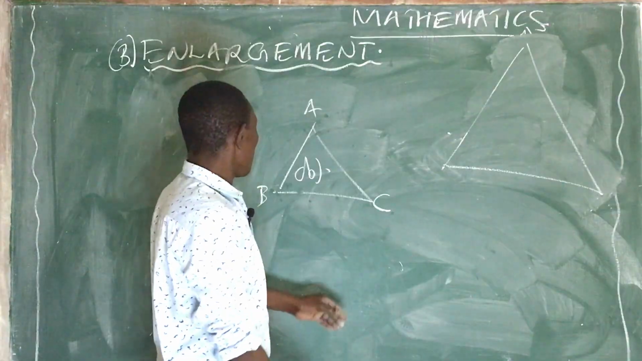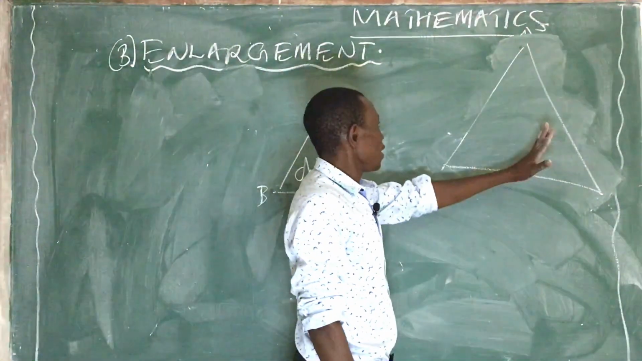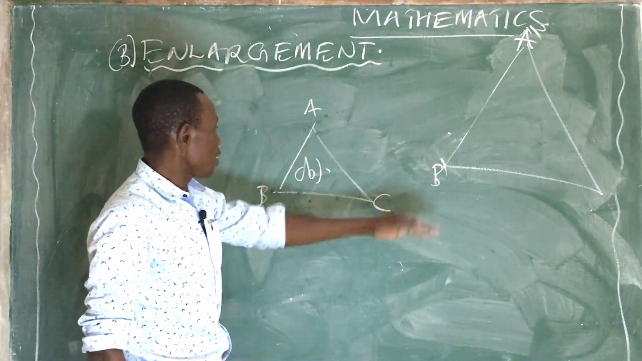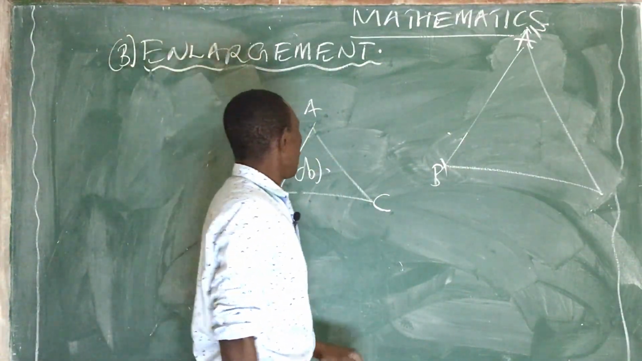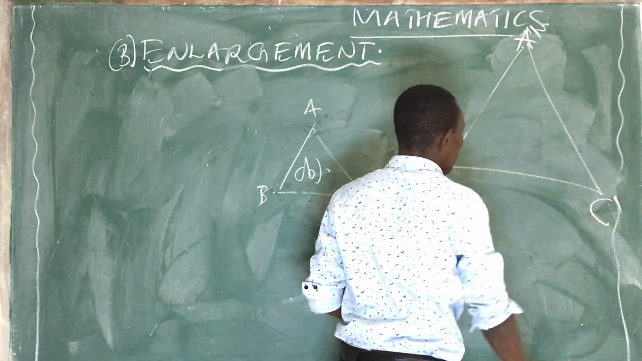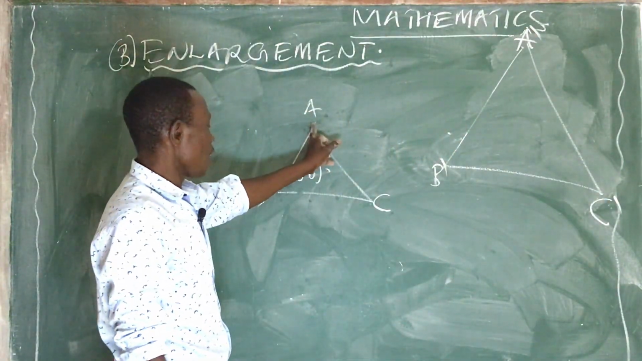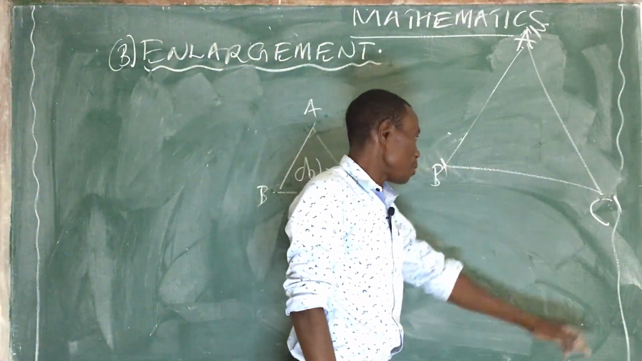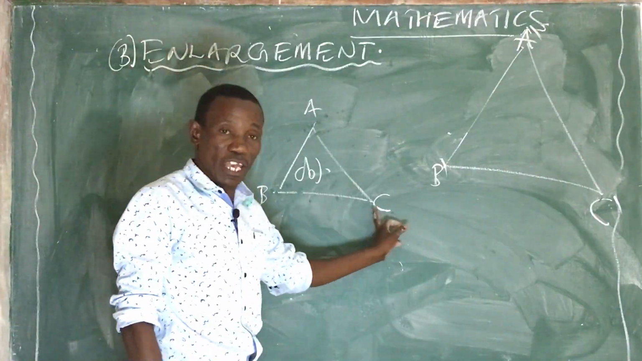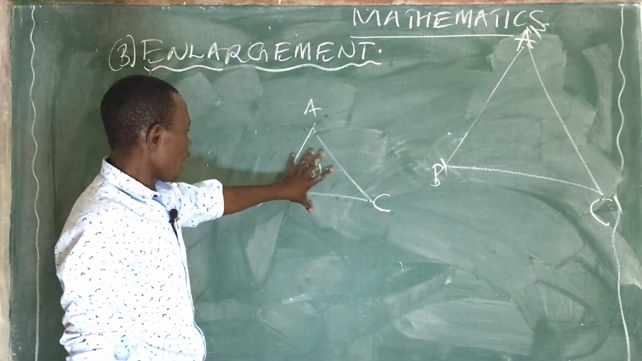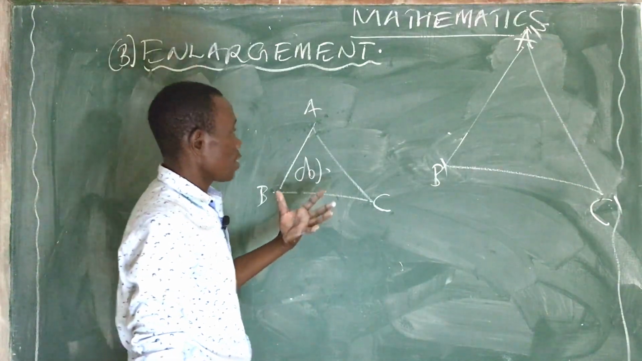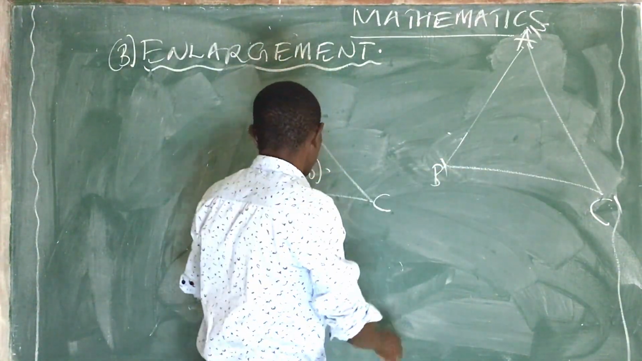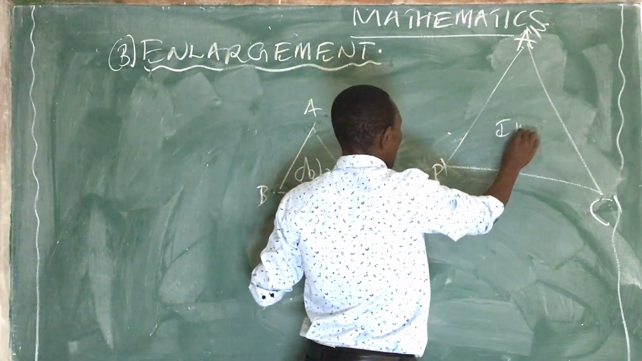This side here, A prime B prime, is the image of AB. Side A prime C prime is the image of AC, and B prime C prime is the image of this one here. So if this one is enlarged to twice as much, we expect the figure to be greater, something like this one here. This is defined as the object, and this is your image.